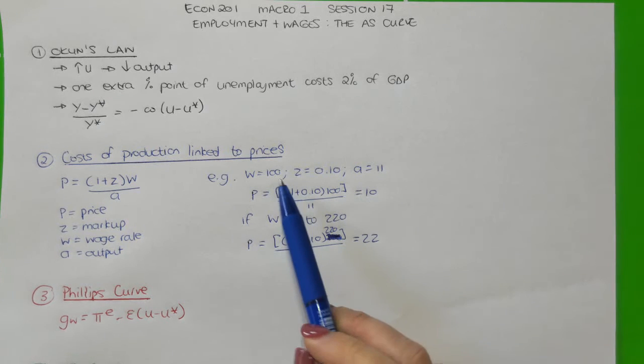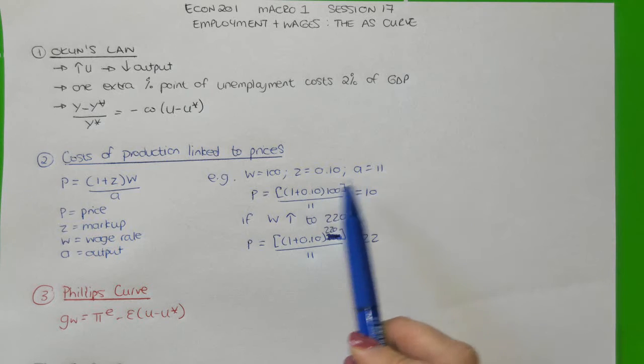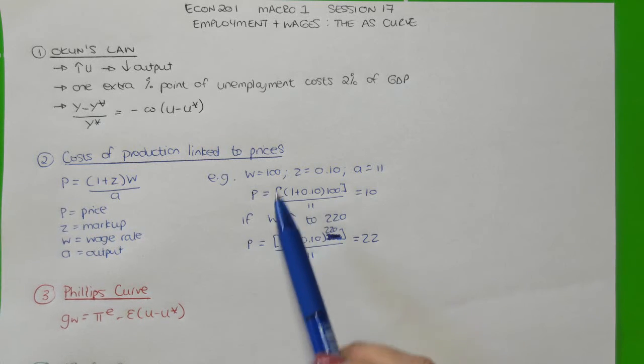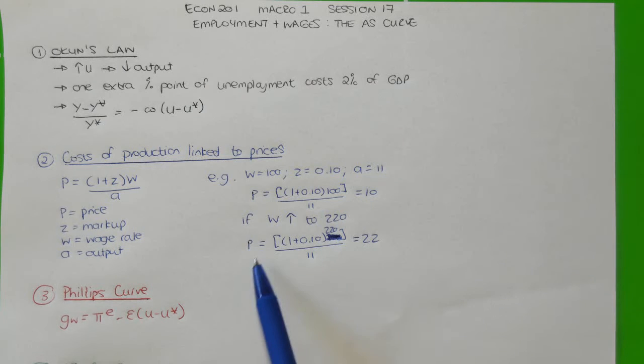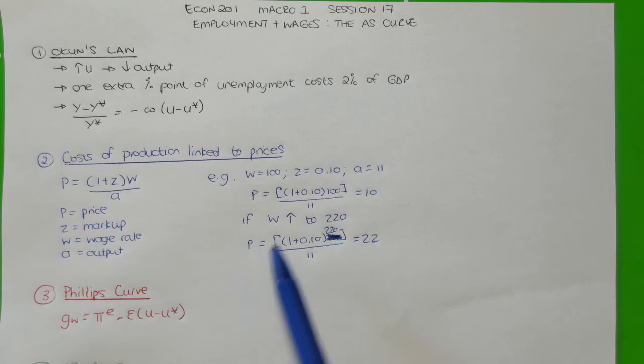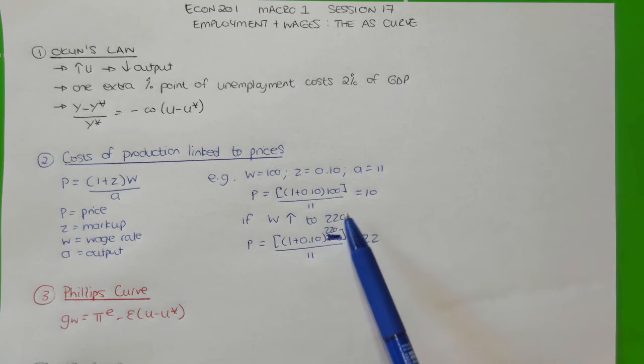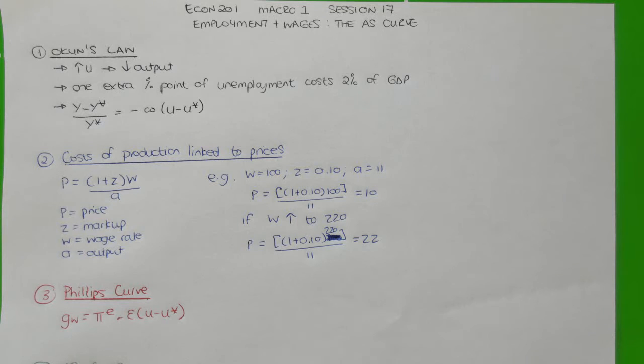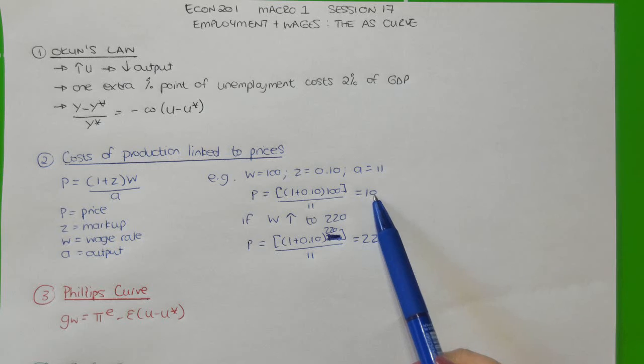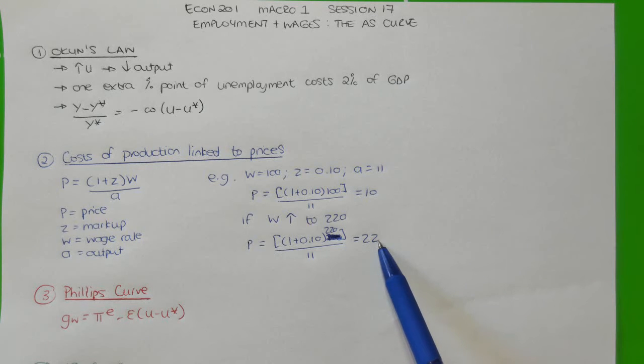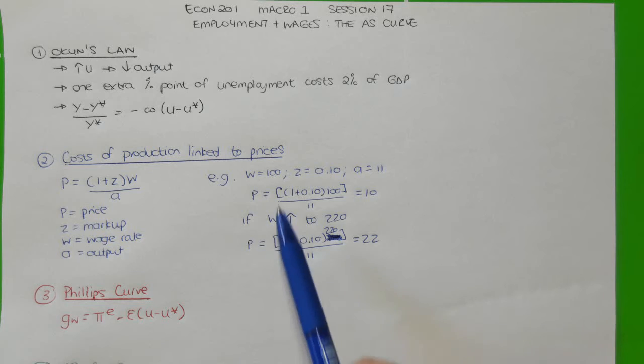Okay, and all I've done is substitute in the value for the wage, the value for the markup, and the value for the output. When the wage increases, that's going to have a direct impact on the price. So for a given markup and for a given amount of output being produced, if the wage increased from 100, which is what it was before, to 220, then the price will need to increase from 10 up to 22. So what we can see here is the direct relationship between wages and prices in the economy. As wages rise, prices rise, and as wages fall, prices would fall.